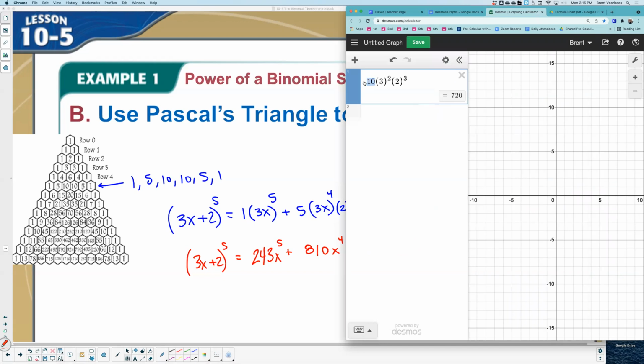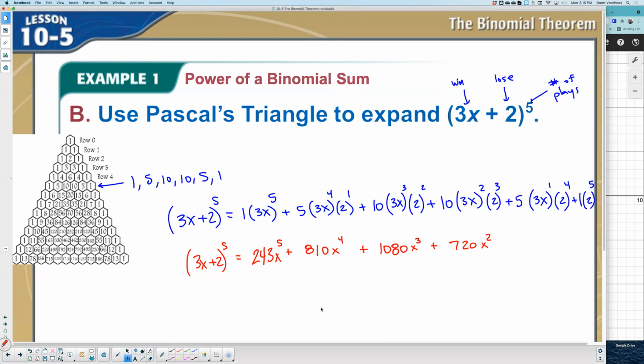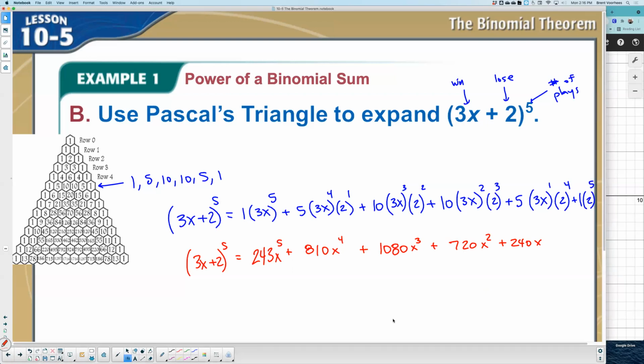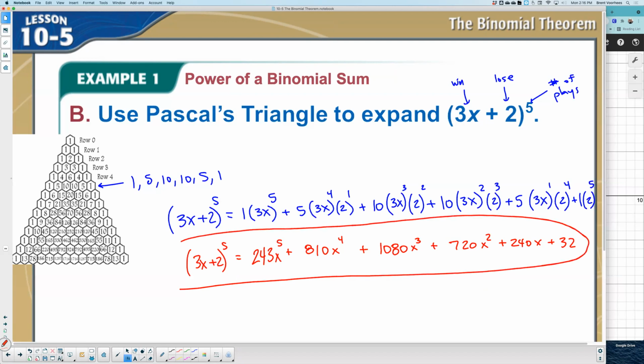We'll have 5 that win 1, lose 4 times. 240. Again, the one thing I couldn't type in the calculator is x to the 1st. It's just x right there to the 1st power. And finally, 1 times 2 to the 5th. So I don't have any wins, but I have 5 losses and a 1 out in front. That's 32. And that would be my expansion.